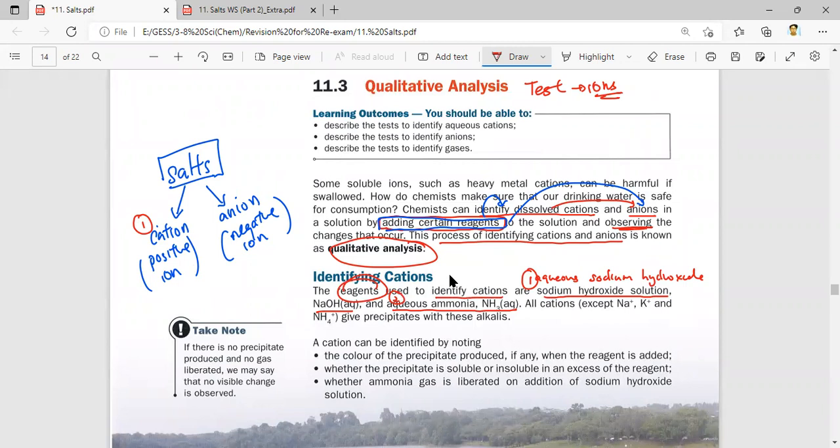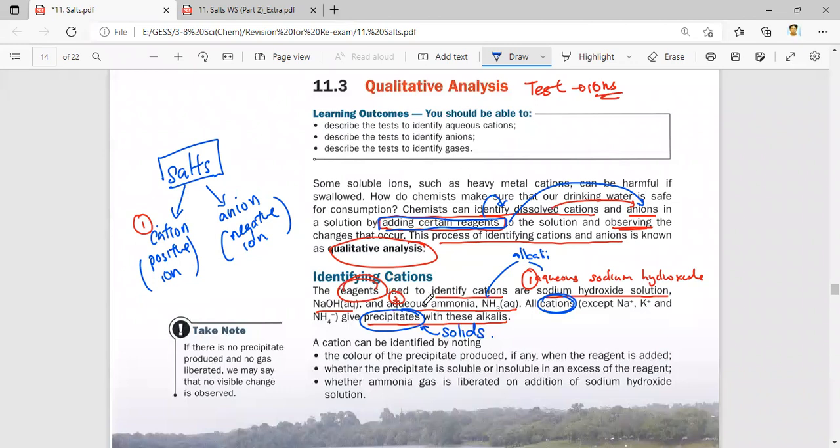Now, how to identify the cations is really because all the cations will give precipitate with these alkalis. So take note, I want to highlight this point, really important. Sodium hydroxide and aqueous ammonia, they are alkalis. These two are alkalis. The cations will form precipitates with the alkalis. When we say precipitate, they are actually referring to solids. So the cations actually form solids with these alkalis.